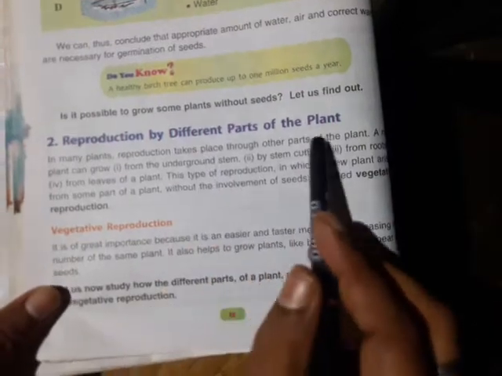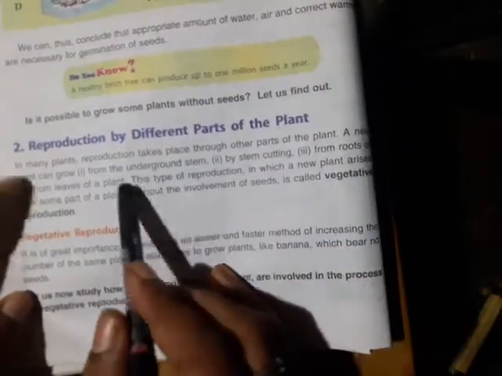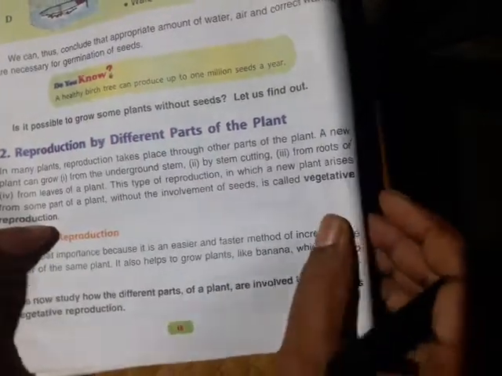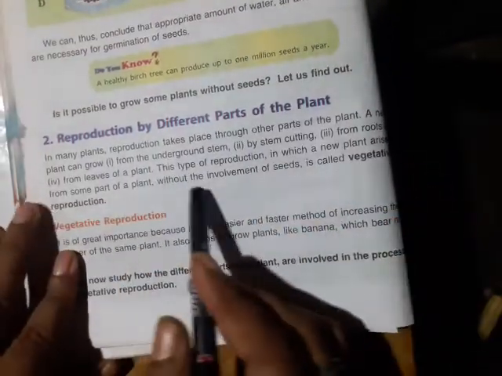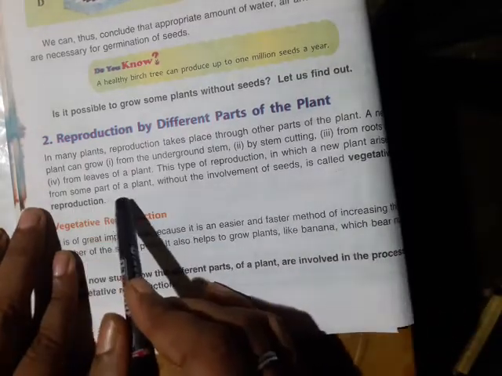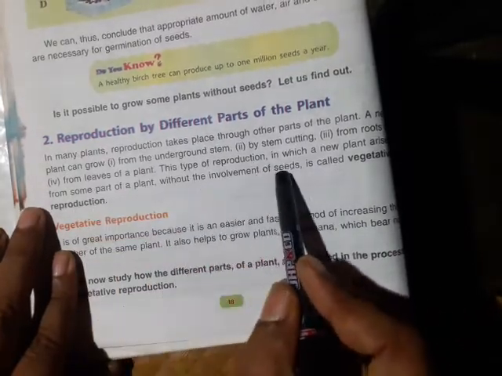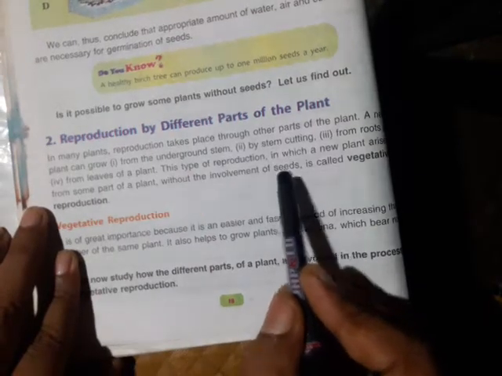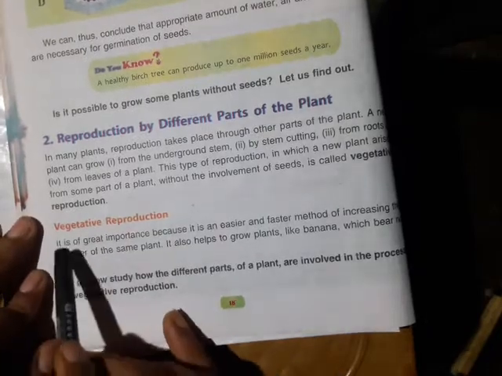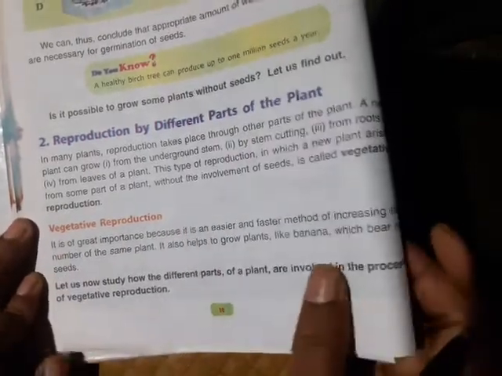Reproduction by different parts of the plant. From the underground stem, by stem cutting, from roots or from leaves of a plant. This type of reproduction in which a new plant arises from some part of a plant without the involvement of seed, there is no necessity of seed, is called vegetative reproduction.